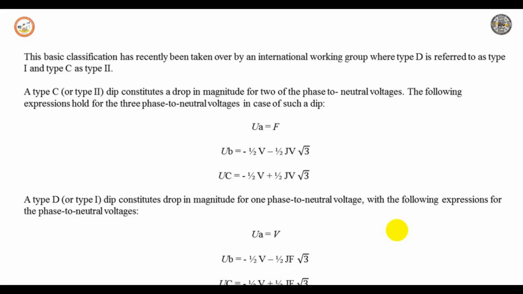A type D or type 1 voltage dip constitutes a drop in the magnitude of one phase to neutral voltage, with the following expressions: UA is equal to V, UB is equal to minus half V minus half jF into root 3, UC is equal to minus half V plus half jF into root 3. So the above one is for type C and the below one is for type D voltage dip.